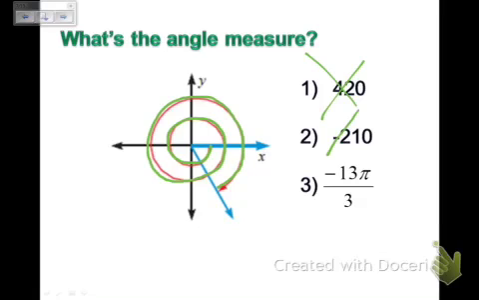Well, negative 210 is not bigger than negative 720. So it's got to be this negative 13 over 3, but how do I know that? Well, let's take a look here.